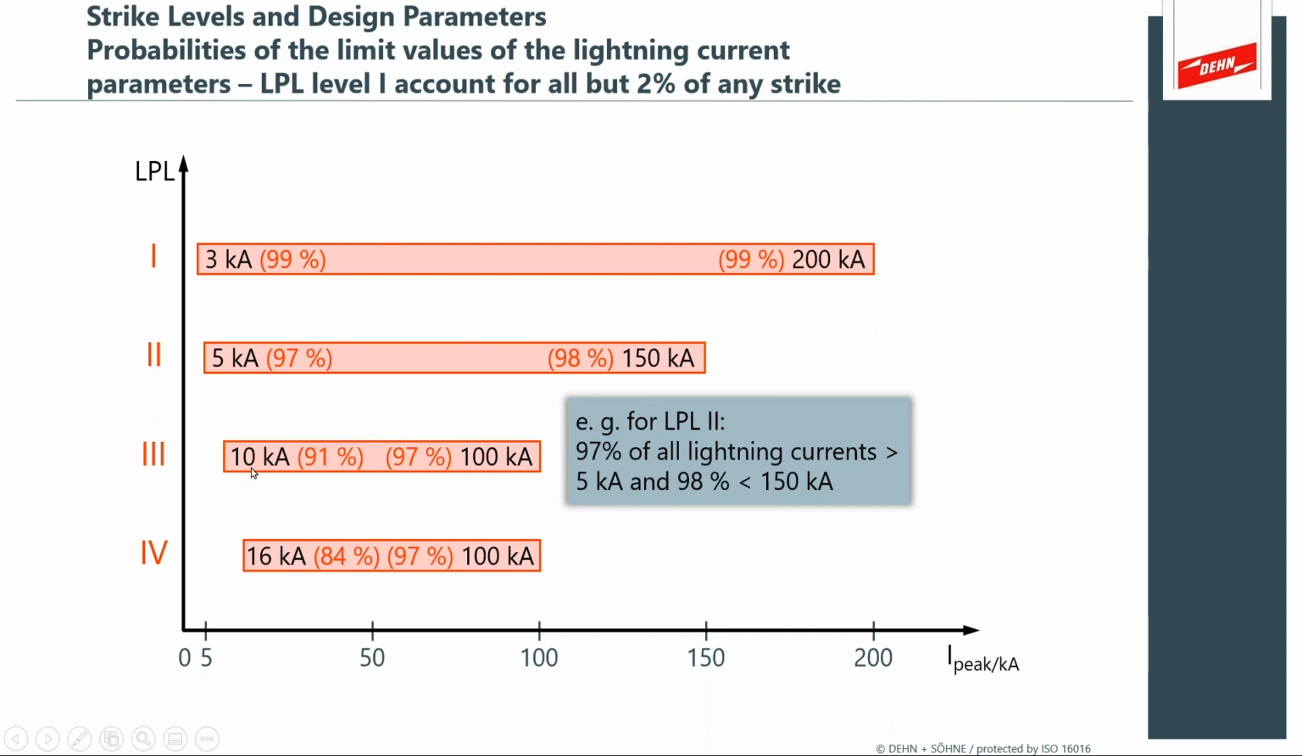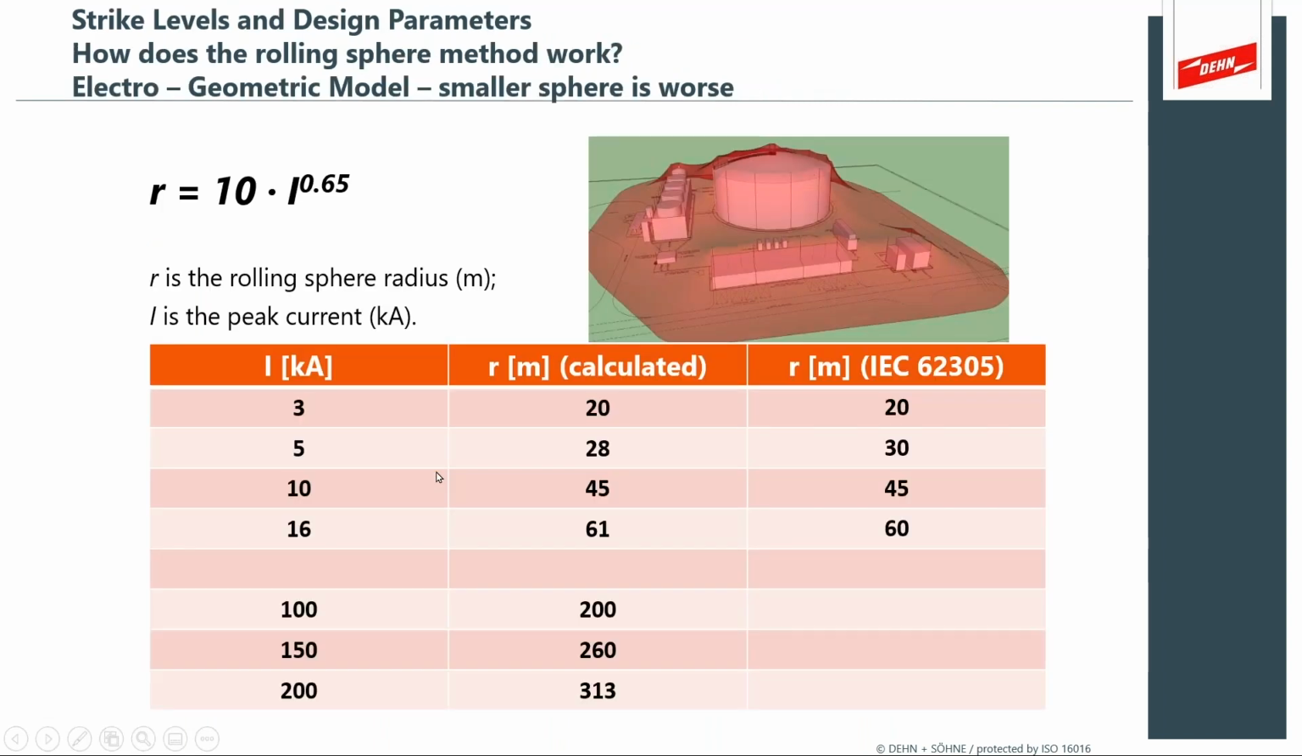So that actually has a larger radius, essentially fewer lightning rods than a high risk application. Like LPL1 has more lightning rods applied, and you can see that you would need fewer if you accept higher risk. Okay, so that gives us an indication.